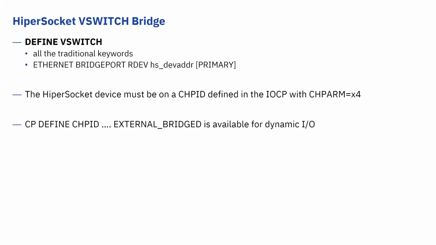If you're using z/VM style dynamic I/O, there's an external bridged keyword on the CHPID definition, but you do have to do that. That is not enabled by default. So if you want that, you have to turn it on, and then you'll be able to use the bridge port.